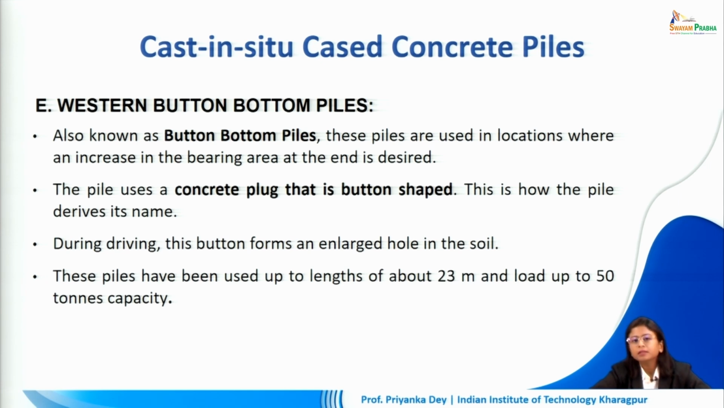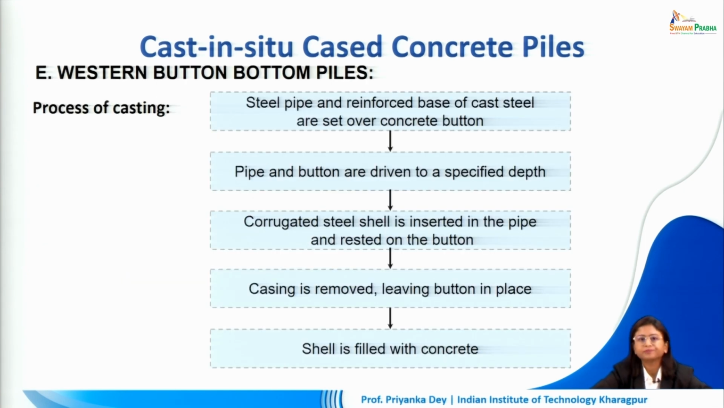Now obviously it is going to be an end bearing pile because this button or the plug at the end of it helps us anchor this into the hard strata. Now the pile is using this plug to transfer the load or anchoring the building. So this can go up to about 23 meters and it can take above 50 tons capacity.